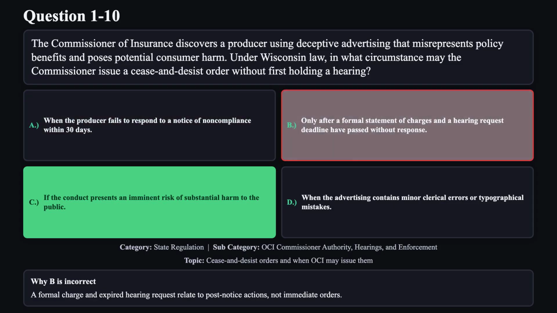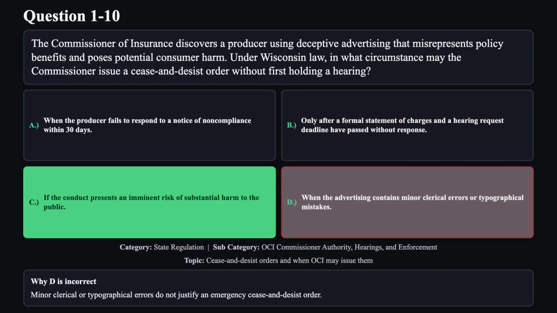Reason B is not correct. A formal charge and expired hearing request relate to post-notice actions, not immediate orders. Reason D is not correct. Minor clerical or typographical errors do not justify an emergency cease and desist order.